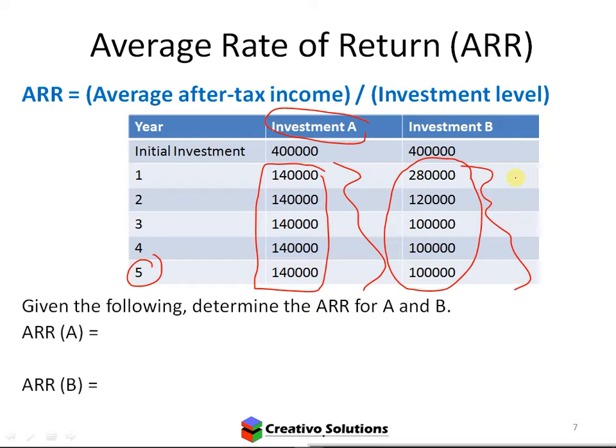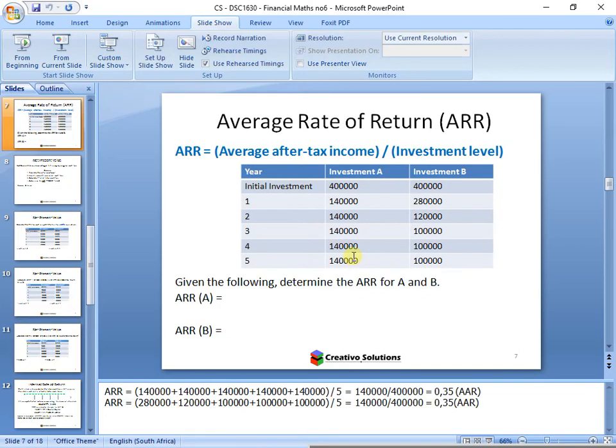Work it out. That's a very good estimate. It is 140 as well. So if I add up all of those and divide by 5, I get 140.